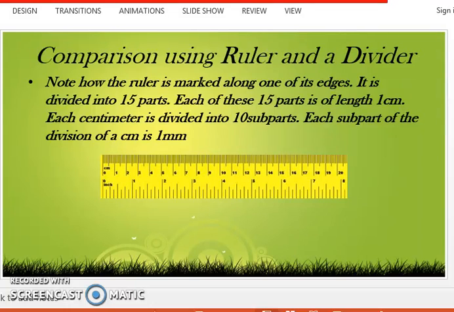So the next way of making a comparison is comparison using a ruler and divider. Note how the ruler is marked along one of its edges. It is divided into 15 parts. Each of these 15 parts is of length 1 centimeter. Each centimeter is divided into 10 equal sub-parts. Each sub-part of the division of a centimeter is known as 1 millimeter.